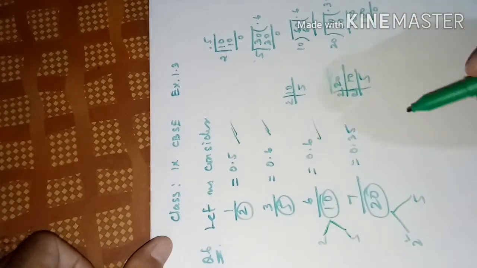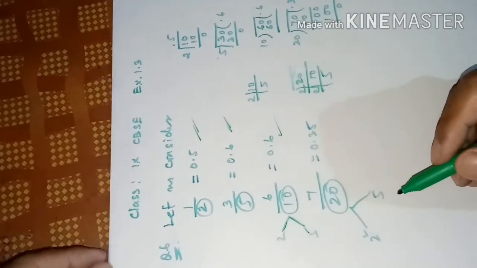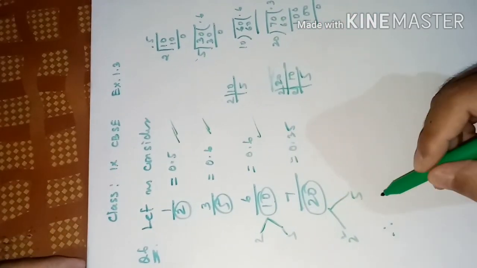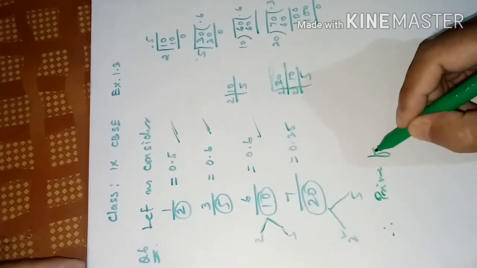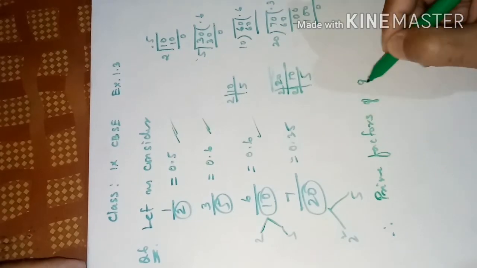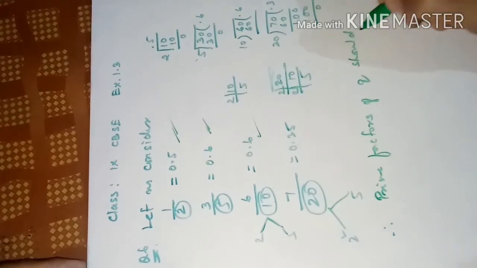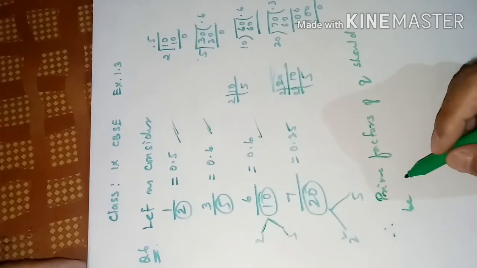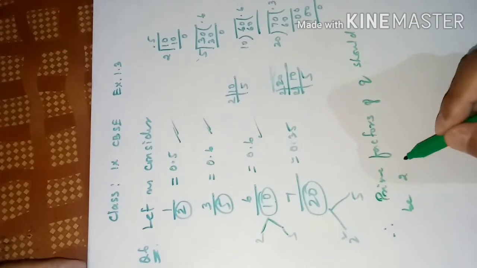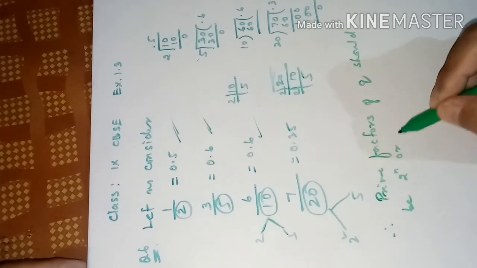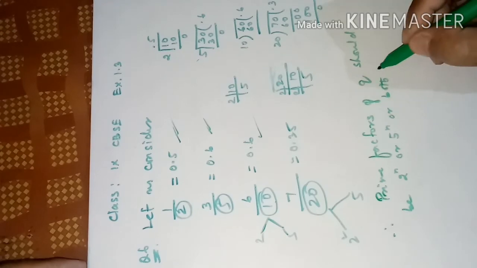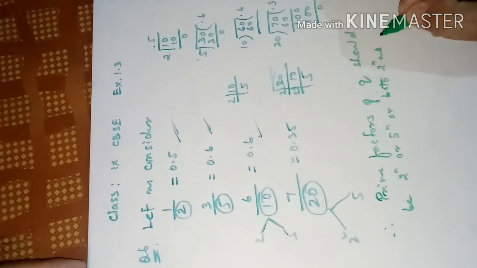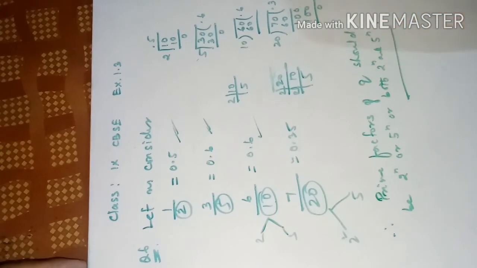From these examples, what we can learn is the property of q: the prime factors of q should be 2 to the power n, or 5 to the power n, or both 2 to the power n and 5 to the power n. This condition should be there.